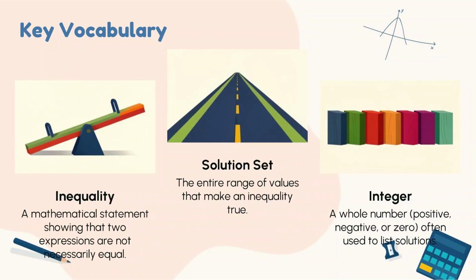Let's begin with the key vocabulary. An inequality is a mathematical statement showing that two expressions are not necessarily equal. A solution set is the entire range of values that make an inequality true. An integer is a whole number that can be positive, negative, or zero. For example, -3, 0, 4, and 12 are all integers. These words matter because when solving inequalities, we often need to describe more than one possible answer.